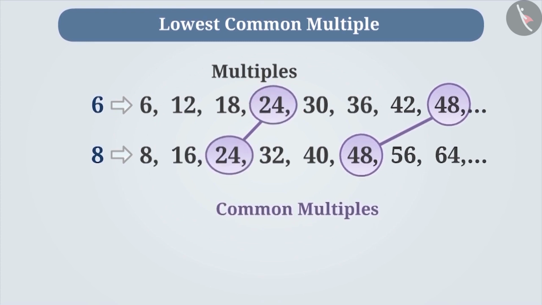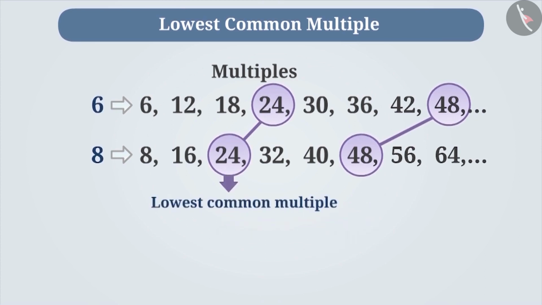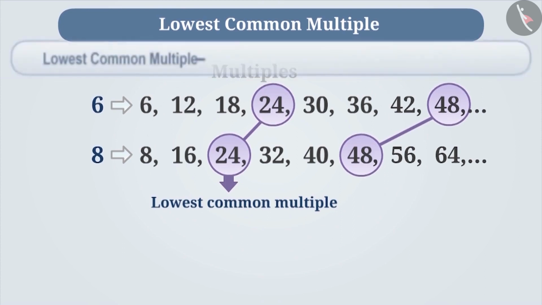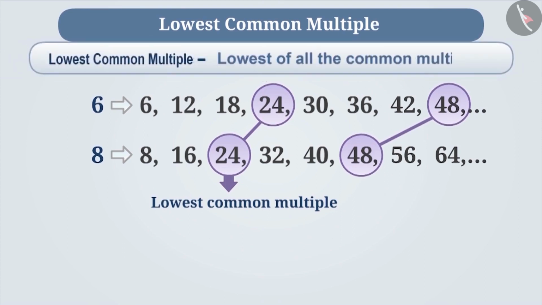24 is the lowest number among the common multiples of 6 and 8. Therefore, it is called the lowest common multiple. That means, for any two or more given numbers, the lowest of the common multiples is called the lowest common multiple or LCM.